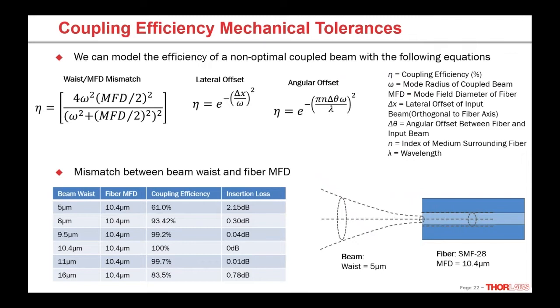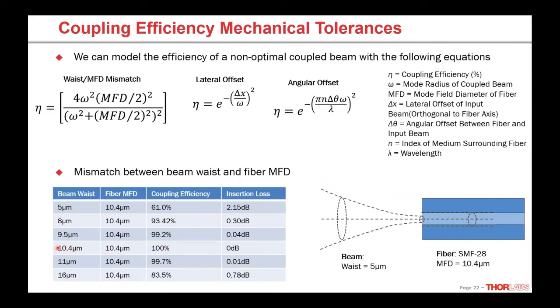We can actually put some numbers behind not-optimal fiber coupling, and there are some equations here. For instance, we can look at what happens if the beam waist and the fiber's mode field diameter don't quite match. So we can plug in the waist of the input beam and the mode field diameter of the fiber. The cartoon shows a Gaussian beam with a very small beam waist. We've focused the light a lot smaller than it needs to be. We're trying to go into SMF28 fiber, looking for a 10.4 micron beam.